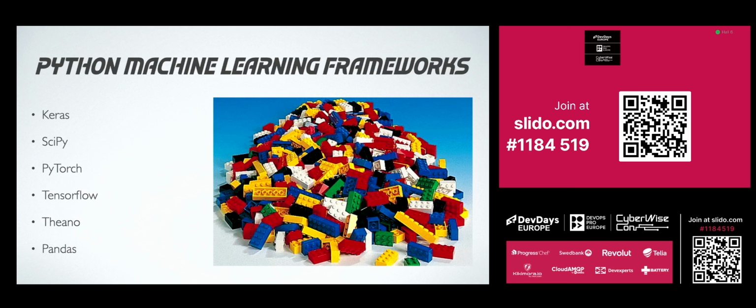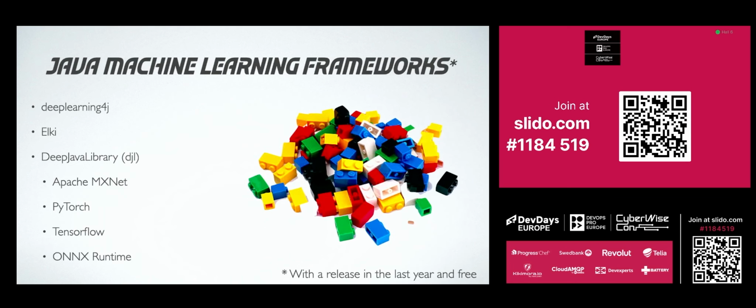If you want to do machine learning in Python, it's quite easy. There are a lot of frameworks in Python. There's Keras, PyTorch, TensorFlow. Those are the most popular ones. But if you look at Java, there aren't that many. If you filter out all the frameworks that haven't been released in the last year and are free, there are some paid Java machine learning frameworks, but there are not many of them.